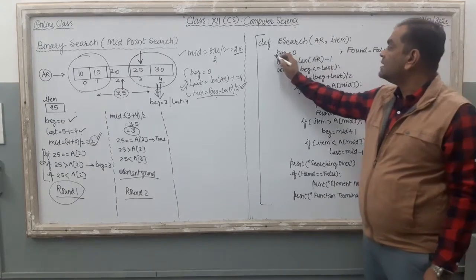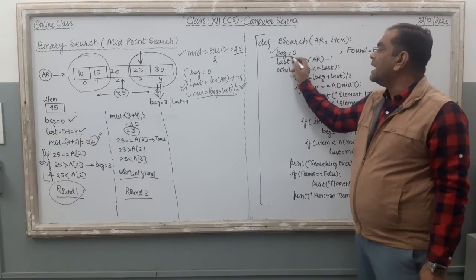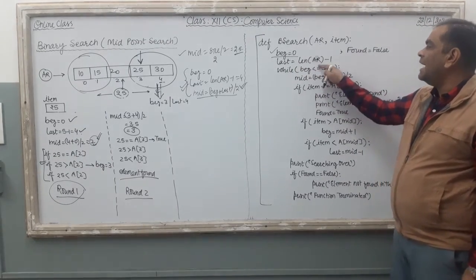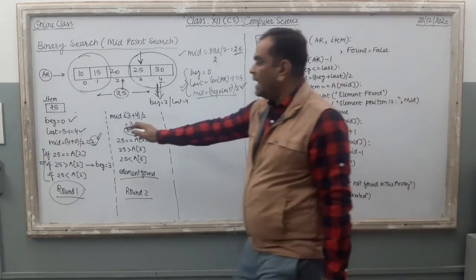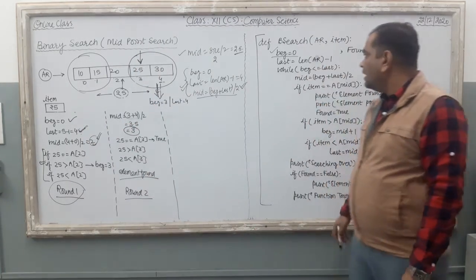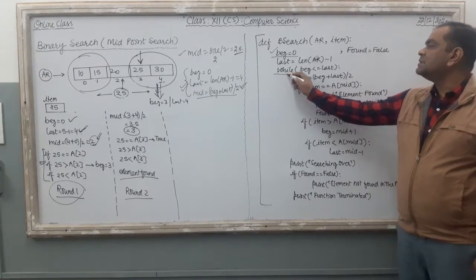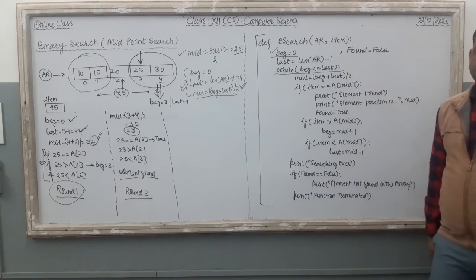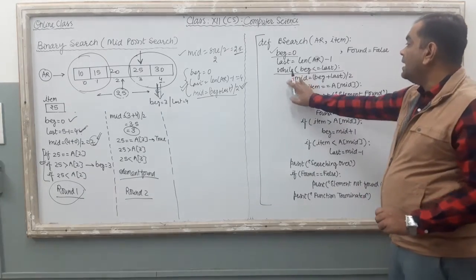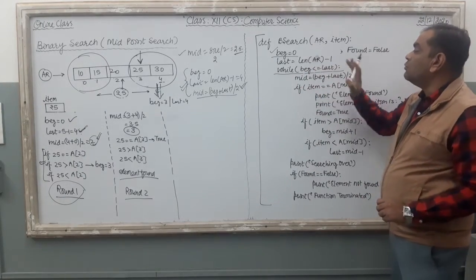Right? Now the function starts from here. Beginning equal to 0, it is the initial value. Last equal to len AR minus 1, means what? In the last variable, 4 is stored here. Done. And then we just use a while loop here. The program is based on a while loop. Clear? While begin is less than or equal to last.